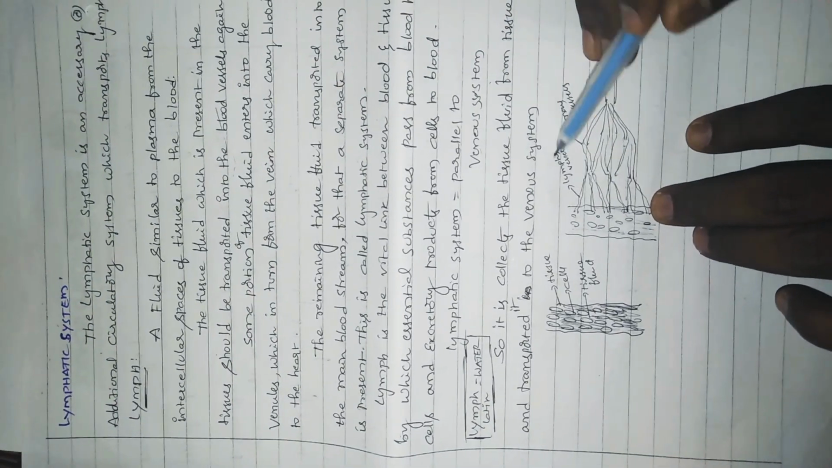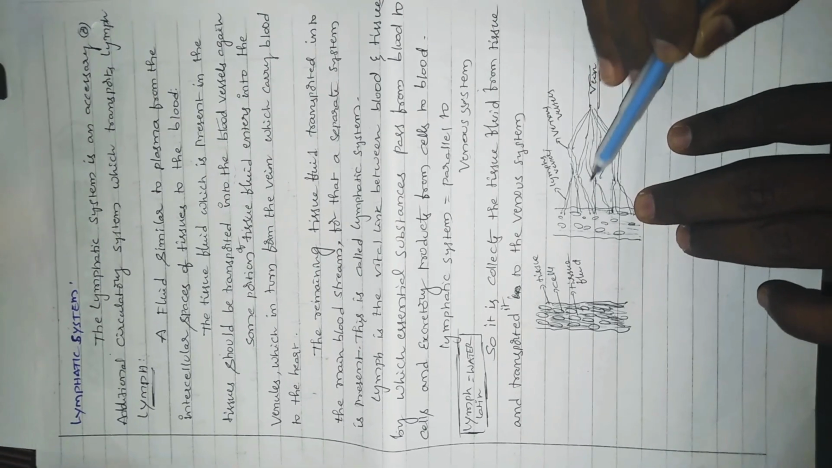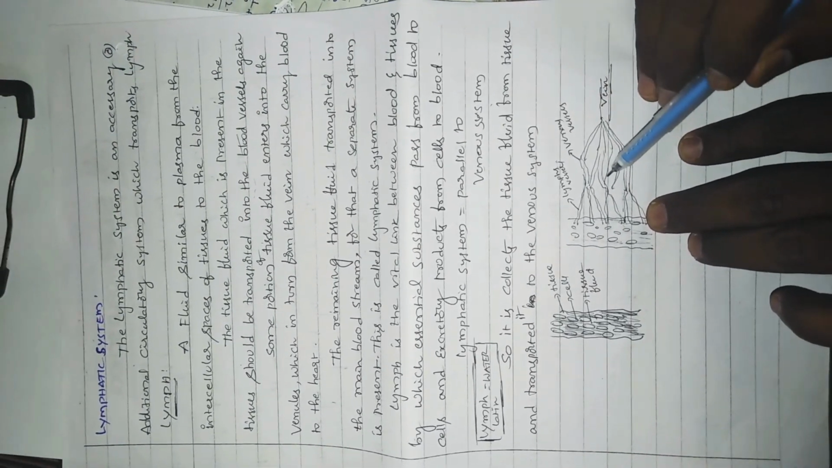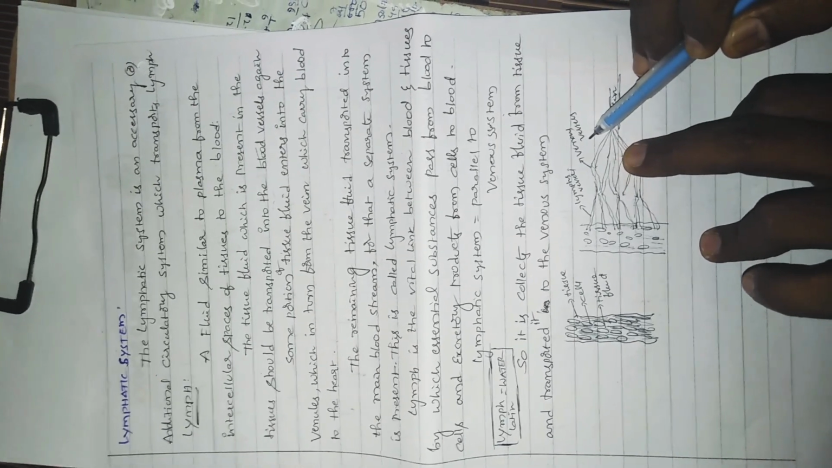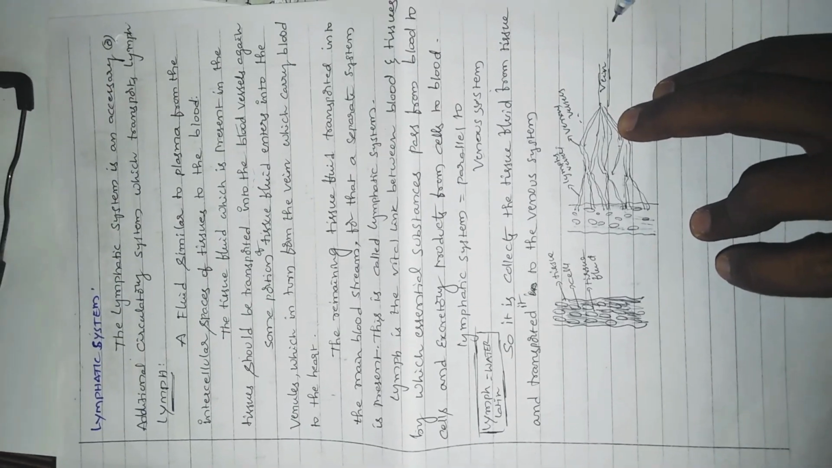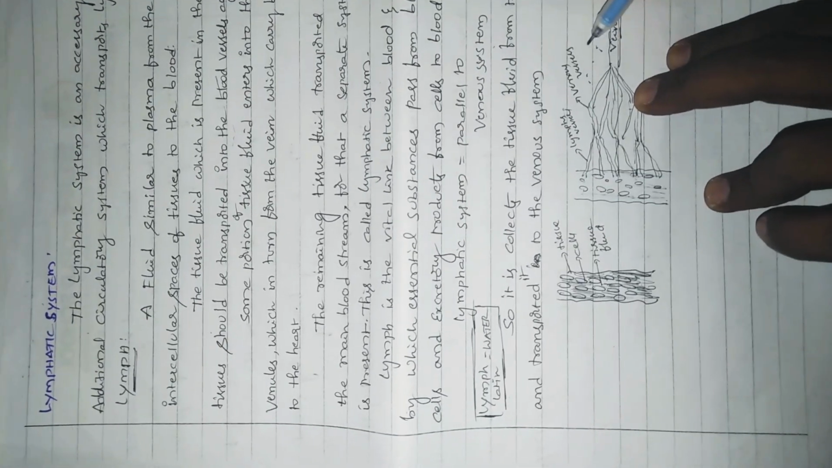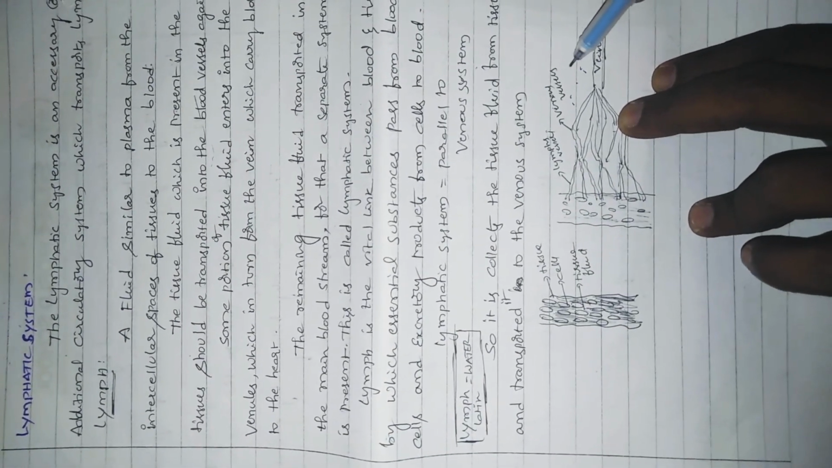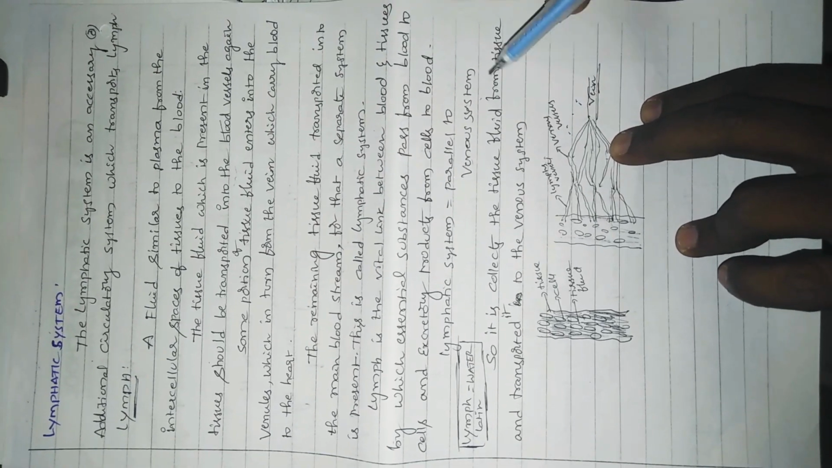Here we observe that lymph vessels collect the tissue fluid from tissues and transport it to the venous system. From there, this lymph is added to the veins. Like that, it is a parallel system to the venous system. The lymphatic system is a parallel system to the venous system. Particularly, it transports tissue fluid, which is lymph. So the lymphatic system is also very important in the circulatory system.